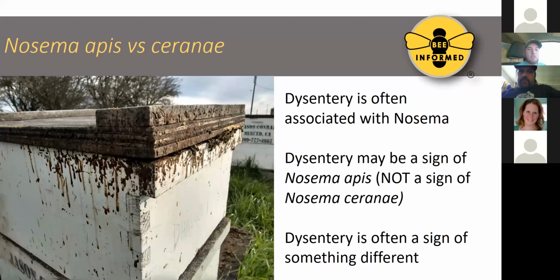Okay, so dysentery was often associated with Nosema apis, but not with Nosema ceranae. Nowadays, if you see dysentery, it could just be a sign of spring cleansing flights if the bees have been stuck inside the hive for a long period of time due to cold weather or other environmental factors. Also, different types of forages will cause dysentery. So if you see this dysentery, it's most likely a sign of another environmental stressor.